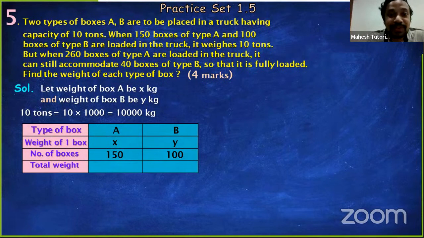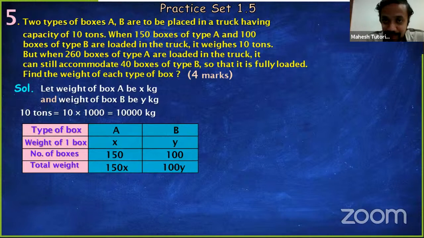So for 150 boxes the weight would be 150x. So the total weight of 150 boxes of type A is nothing but 150x kg. And at the same time, students, the weight of one box of type B is y kg. So now there are 100 boxes of type B. So what would be the total weight? Absolutely correct, 100y.